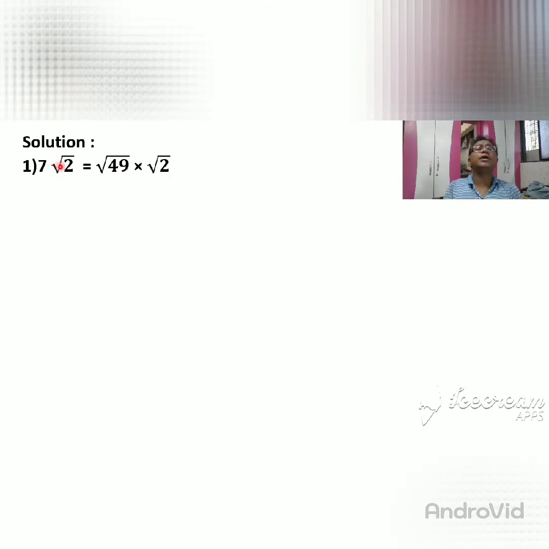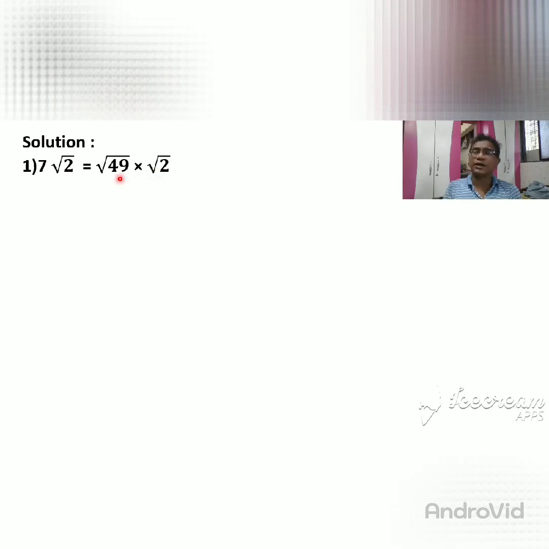What is the order here? Nothing is given, so the order is 2. So which number gets order 2? 7. 7 with order 2 means 7 to the power 2, so the index is 2. 7 square. What is 7 square? 49. So that can be written in the surd sign, or square root sign. So here you get 49 into 2 in root.